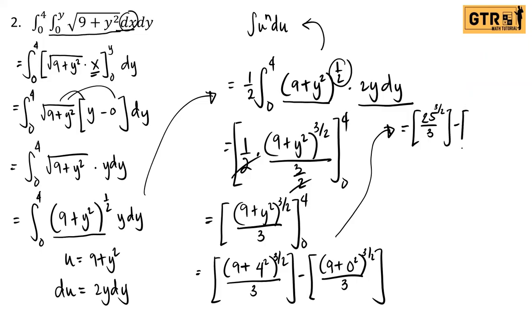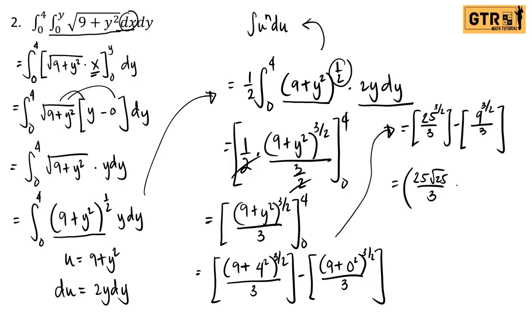And then minus, so for this one, this is 0. So we have 9 raised to 3 over 2, over 3. Okay, so 25 raised to 3 over 2, that is equal to 25 times, because 3 over 2 is 1 and 1/2, this is equal to 25 and then square root of 25.